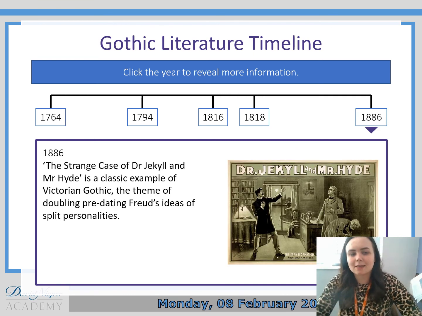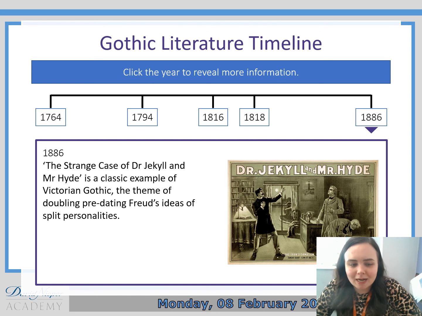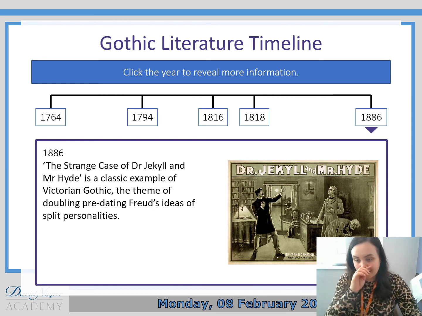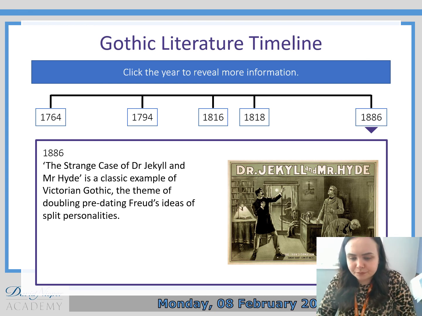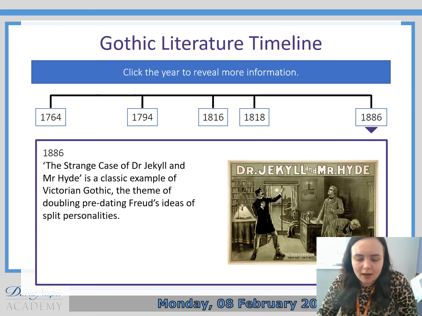And then in 1886, we had The Strange Case of Dr Jekyll and Mr Hyde, a classic example of Victorian Gothic, with themes of duality predating Freud's ideas of split personalities. So again, they were starting to look at this from a scientific point of view, thinking about whether there was an actual reality to people having split personality disorder, which we know nowadays is a genuine medical condition, and Dr Jekyll and Mr Hyde was kind of a representation of that. But it's about that over-the-top supernatural element, isn't there? Mr Hyde was so unknowing of what was going on around him, really.